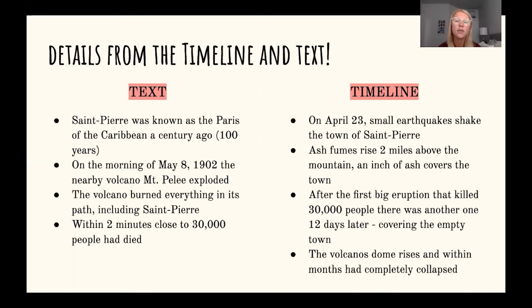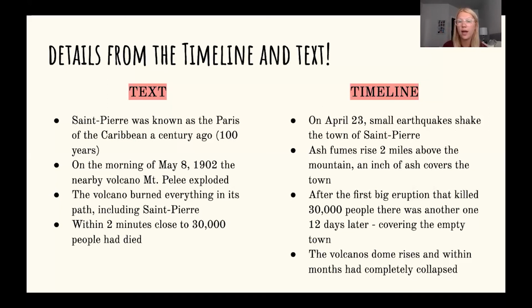That was all the information we gained from the text, and now we will go over the information we gained from the timeline also. So from the timeline, we learned on April 23rd, small earthquakes shake the town of St. Pierre. Ash fumes rise 2 miles above the mountain. An inch of ash covers the town. After the first big eruption that killed 30,000 people, there was another one 12 days later, covering the empty town. Lastly, the volcano's dome rises and within months had completely collapsed.